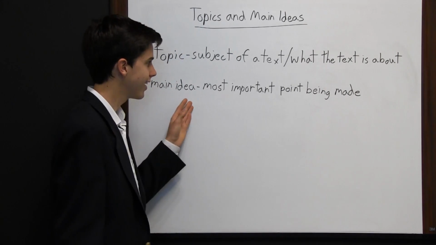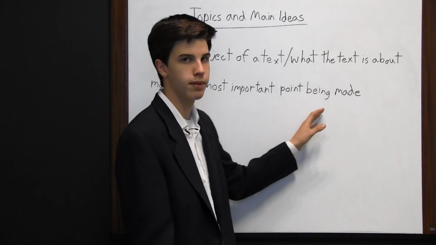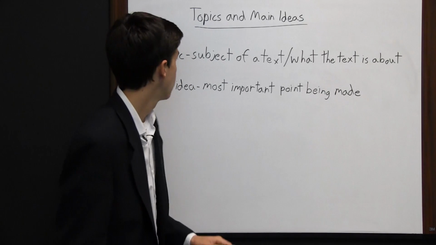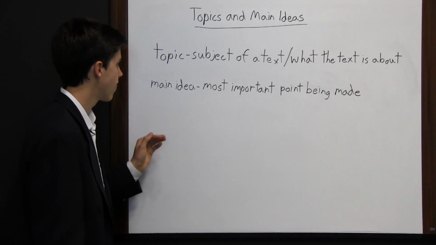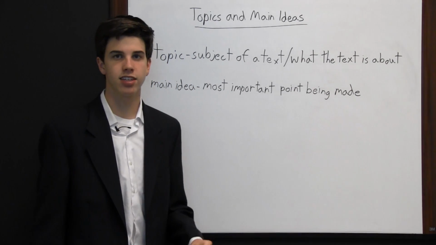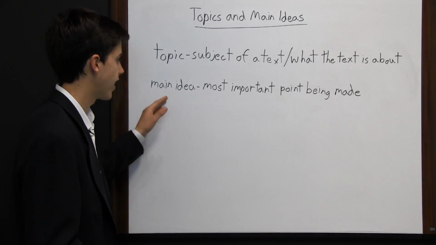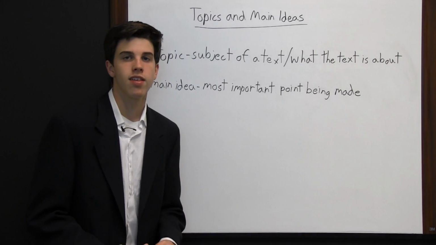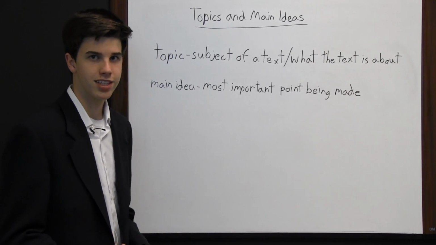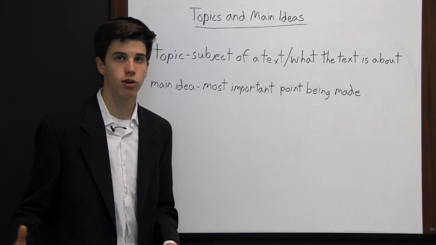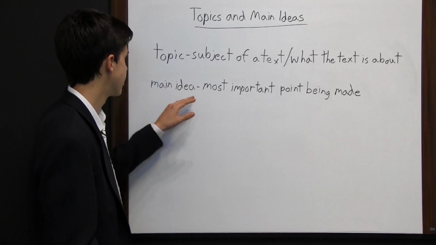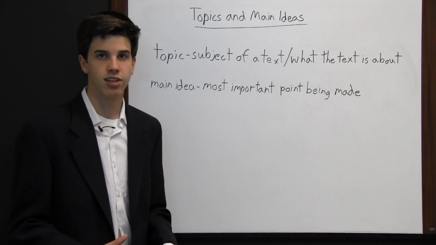The main idea is like a thesis statement. It's the most important point being made in the paper. So while the topic might be tennis, the main idea would be tennis is a good form of exercise. So generally you can find the topic and main idea in the first sentence of the paper. So it might say something like, tennis is a great form of exercise. So you know there, the topic's tennis and the main idea is exercise.